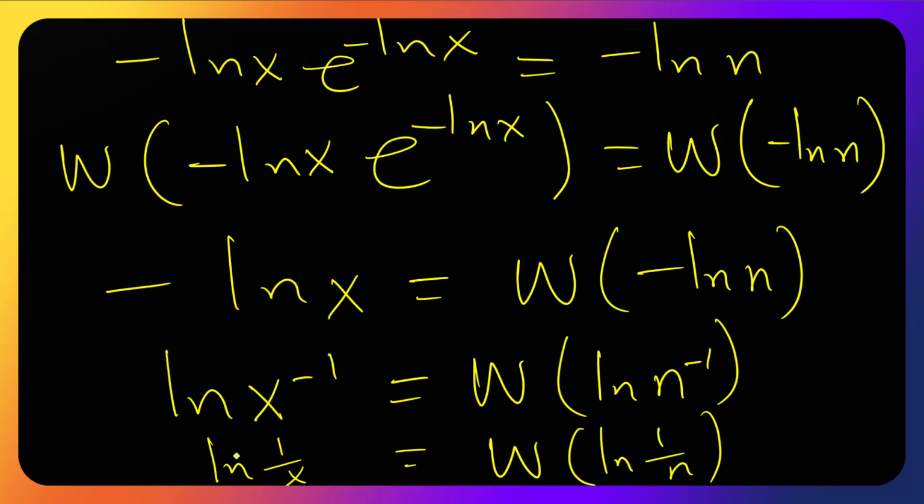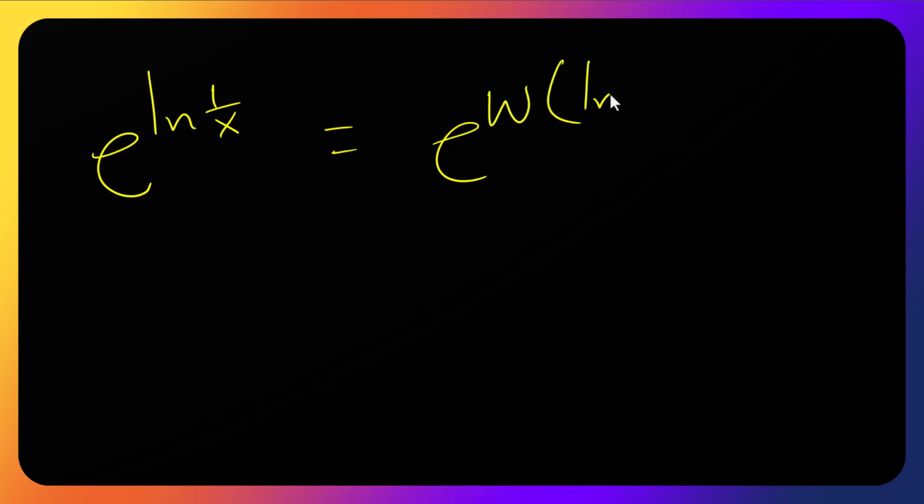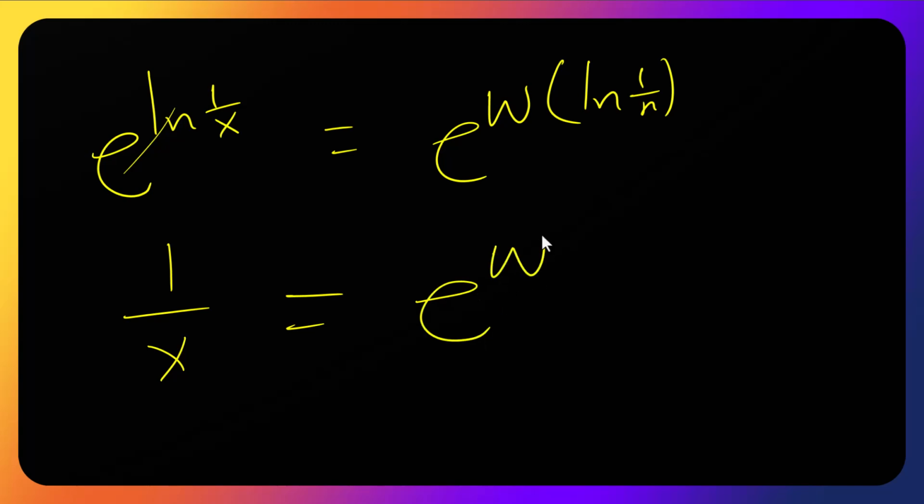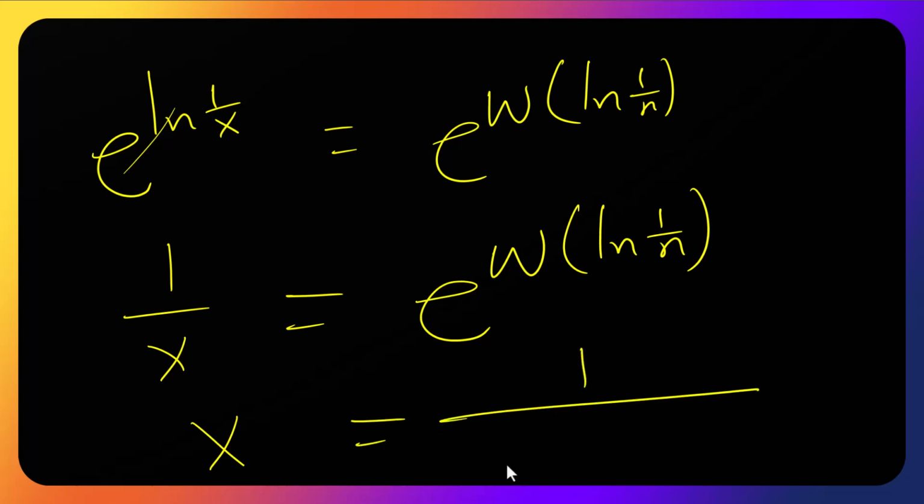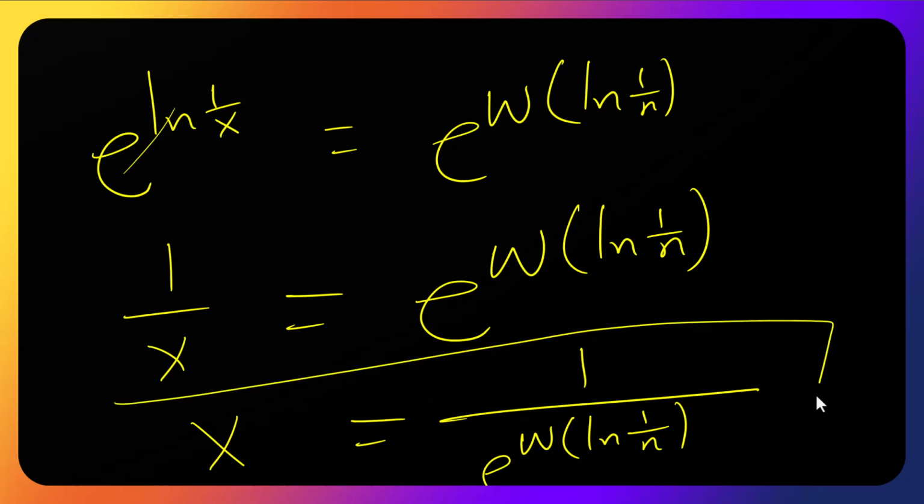The idea is to get rid of the ln here. So this side will go, and that will be 1 over x equals e raised to the W function of ln of 1 over n. So from here, I will interchange to make x the subject. Alright, so there is the solution making x the subject.